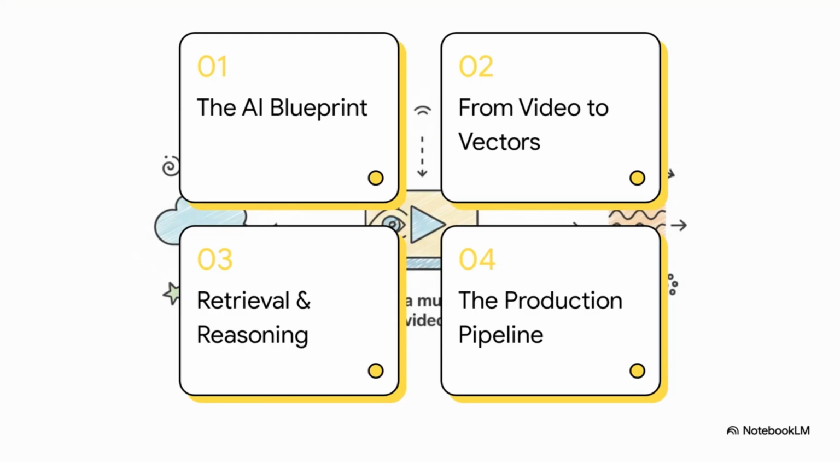So, here's our game plan. We'll kick things off with the overall blueprint of the AI. Then, we'll get into the nitty-gritty of how it turns a video into numbers, or vectors. After that, we'll see how it finds evidence to actually reason about the content. And finally, we'll wrap up with the production pipeline that makes this whole thing tick at scale.